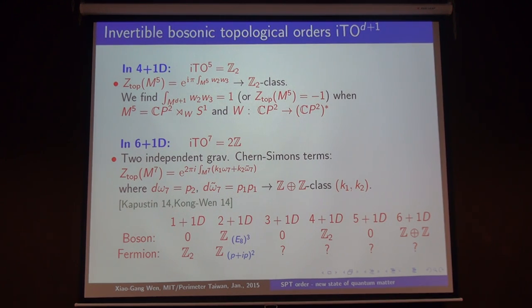I'm just saying 6+1 dimensional integer quantum Hall. The integer quantum Hall is stable against any perturbation. Exactly, I totally agree with you. And it has gravitational anomaly as a boundary.